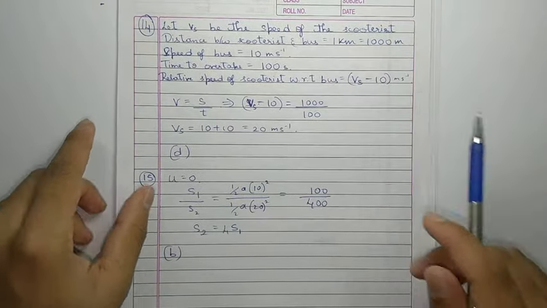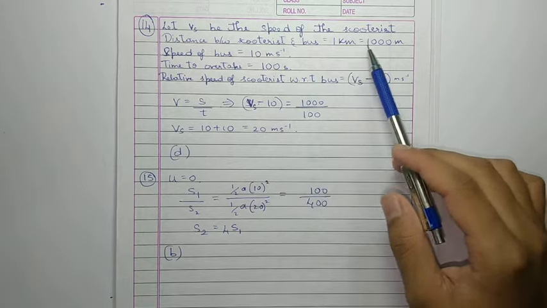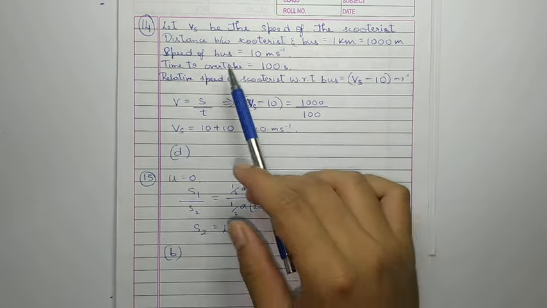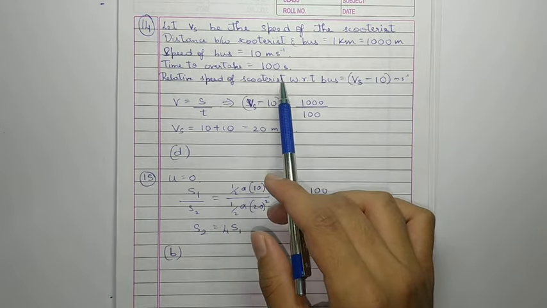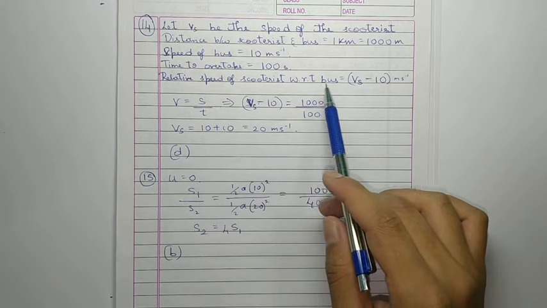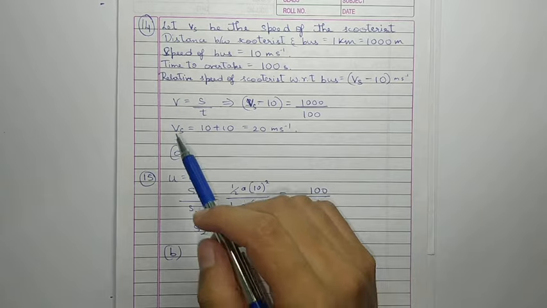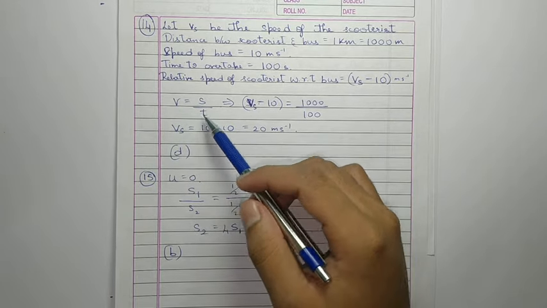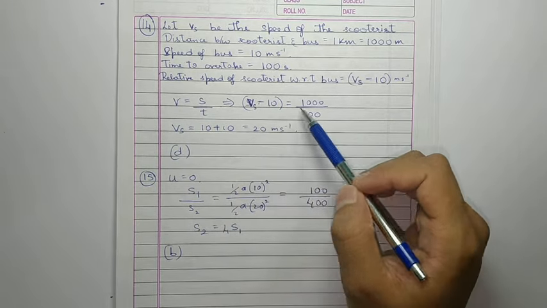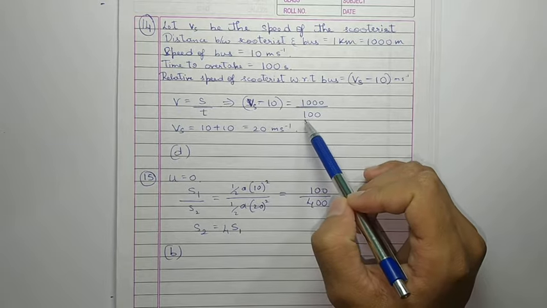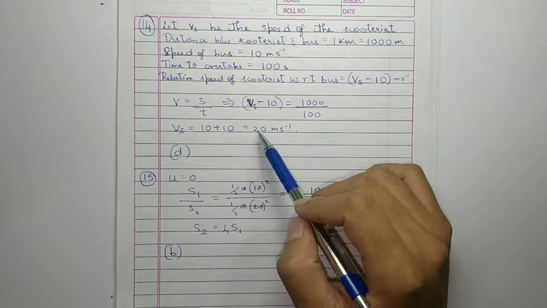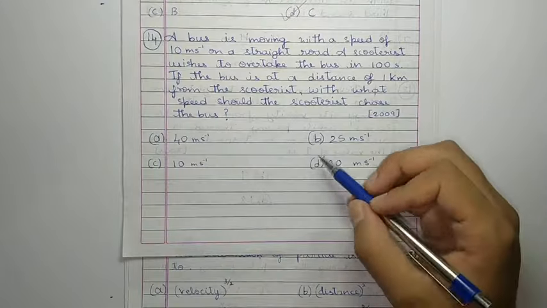Let Vs be the speed of the scooterist. Distance between scooterist and bus is 1000 meter. Speed of bus is 10 meter per second. Time to overtake is 100 seconds. Relative speed of scooterist with respect to bus is Vs - 10. We know that v is equal to displacement by time. Here Vs - 10 = 1000/100. So therefore Vs is equal to 20 meter per second. 14, option D.